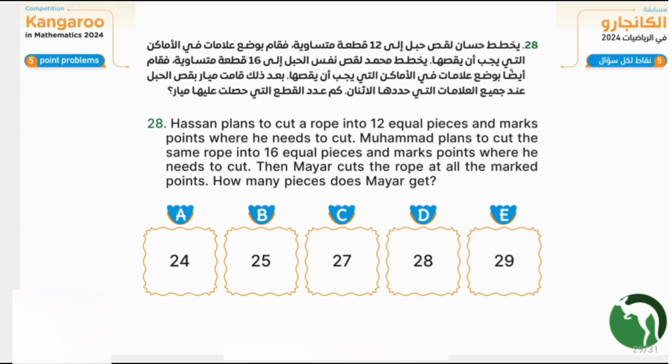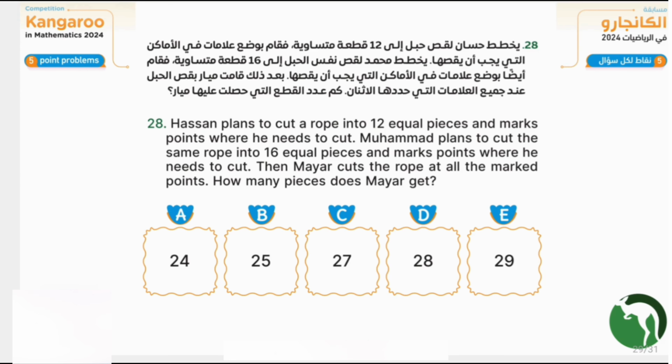Okay, now in question number 28, Hassan plans to cut a rope into 12 equal pieces and marks points where he needs to cut. Muhammad plans to cut the same rope into 16 equal pieces and marks points where he needs to cut. Then Mayar cuts the rope at all the marked points. How many pieces does Mayar get?